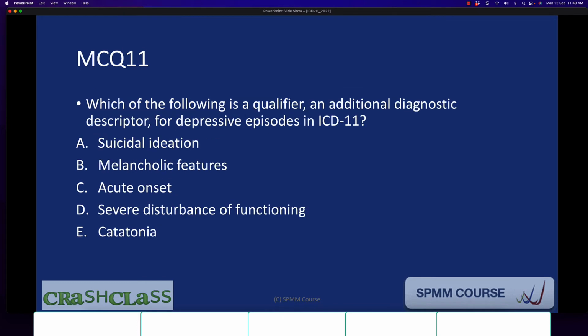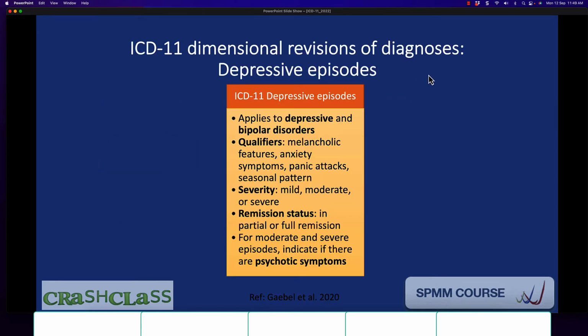Question number 11. Which of the following is a qualifier, an additional diagnostic descriptor for depressive episodes in ICD-11? A. Suicidal ideation. B. Melancholic features. C. Acute onset. D. Severe disturbance of functioning. E. Catatonia. In terms of ICD-11 dimensional revision of diagnosis, the qualifiers include melancholic features, anxiety symptoms, panic attacks, and seasonal pattern.